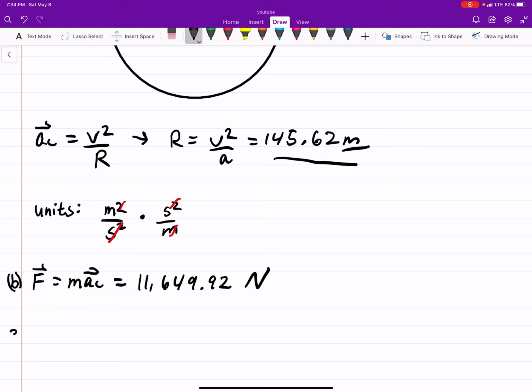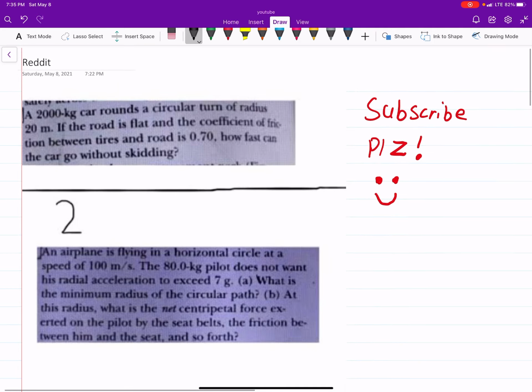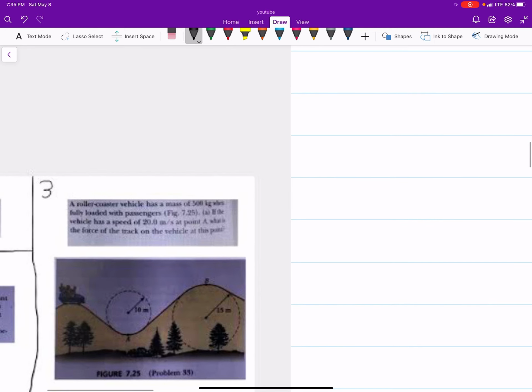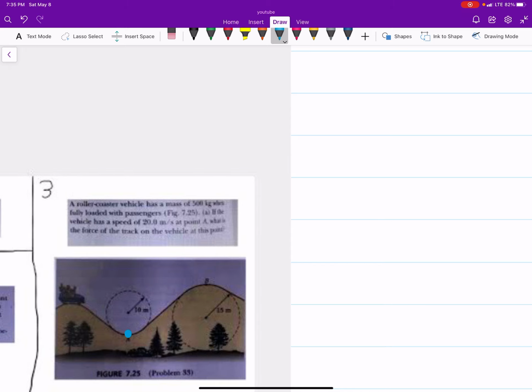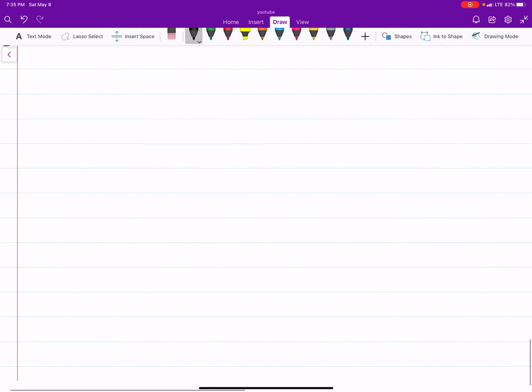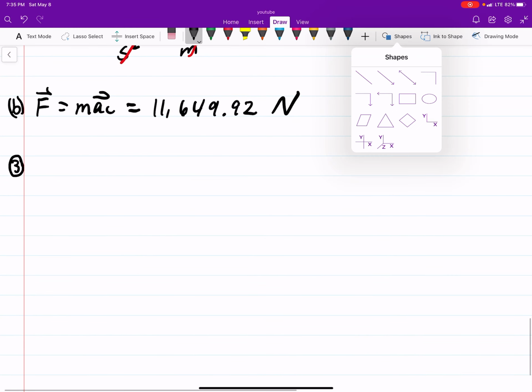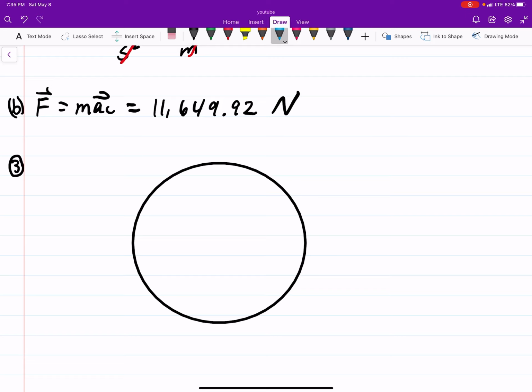Now we'll move on to question 3, the last question here, which is you have a roller coaster at this point here. It's 500 kilograms, and the vehicle is going 20 meters per second. What is the force of the track on the vehicle at that point, is what it says. So I'm going to draw the picture over here. So it's right here.